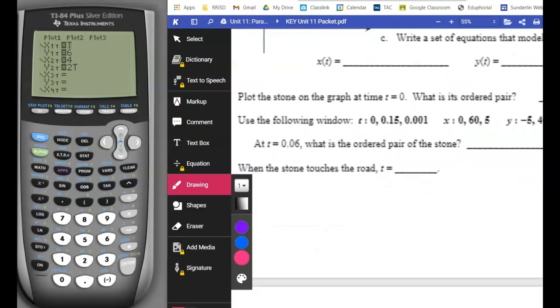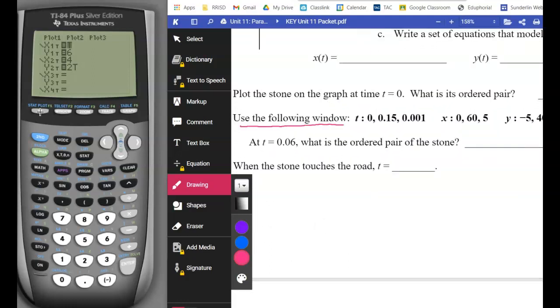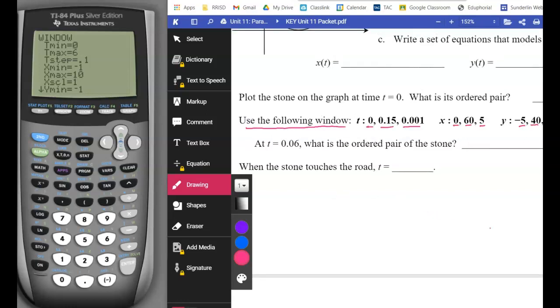Here's an example of what they'll do. It'll say use the following window, and it will give you the min, the max, and the step. I'm 100% sure that Math Excel has given this to you before. I think that Math Excel gives it in brackets, though I'm not 100% sure how it looks.